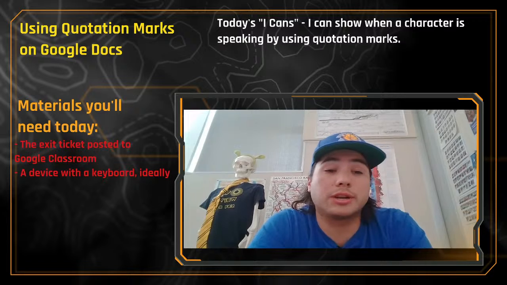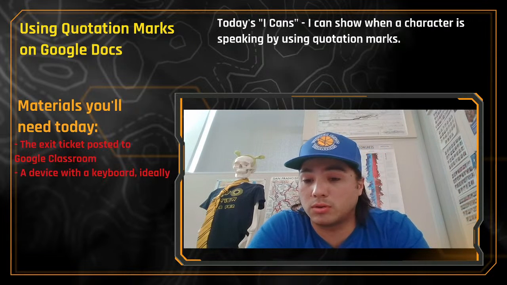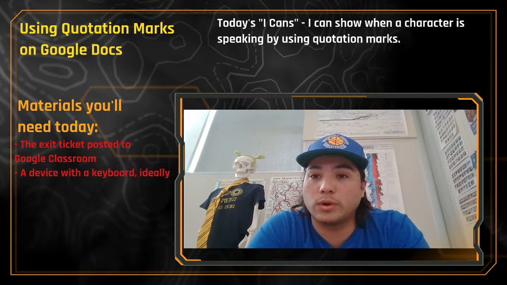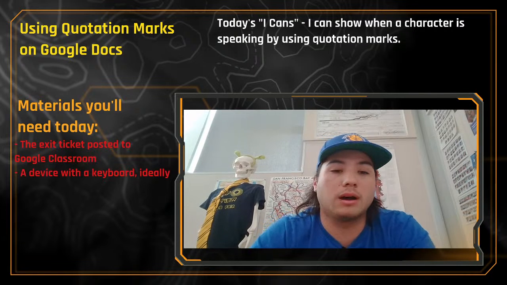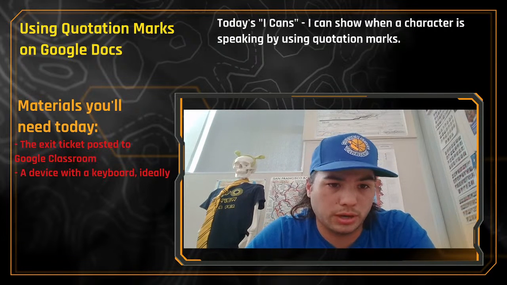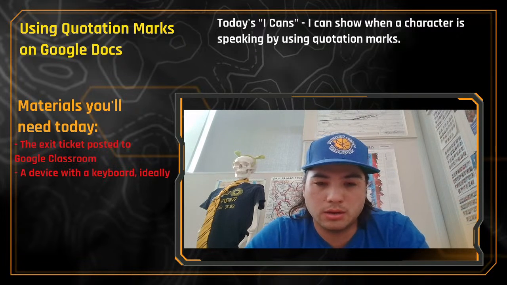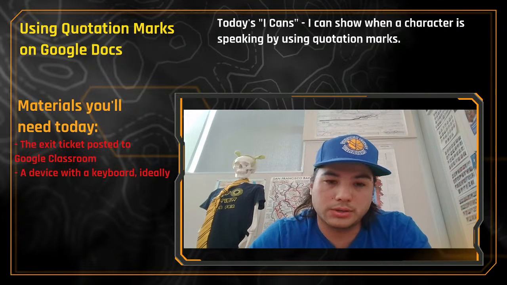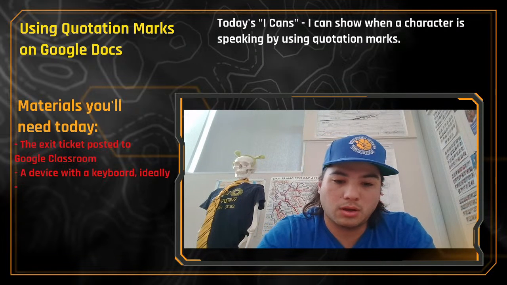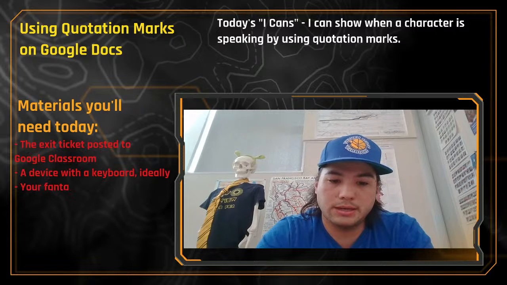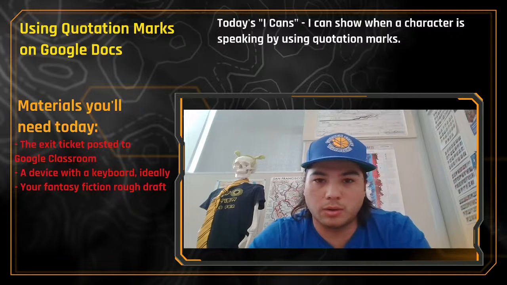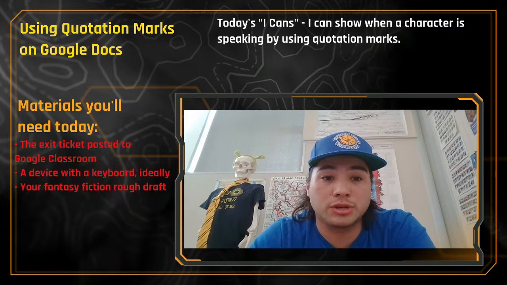There are the materials you're going to need today: the exit ticket posted to Google Classroom, and a device with a keyboard. You will also need, I didn't put it in here, so let me put it in there right now. You will need, as soon as you're done with that, your fantasy fiction rough draft, which I'm going to return to you and open up as soon as this video is over.